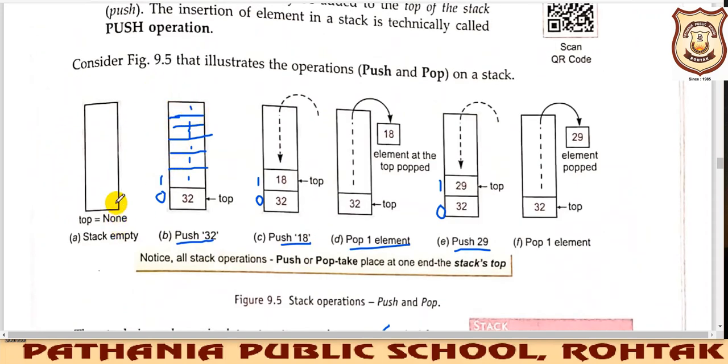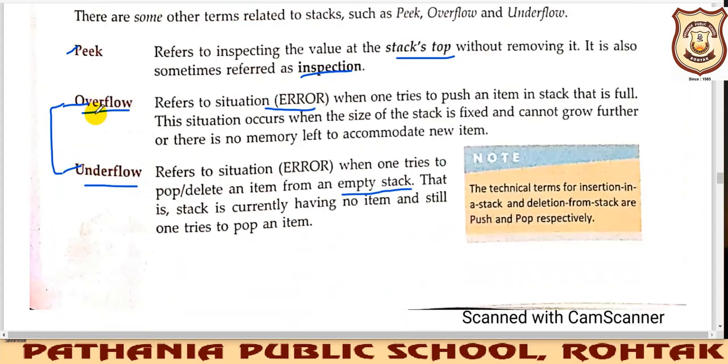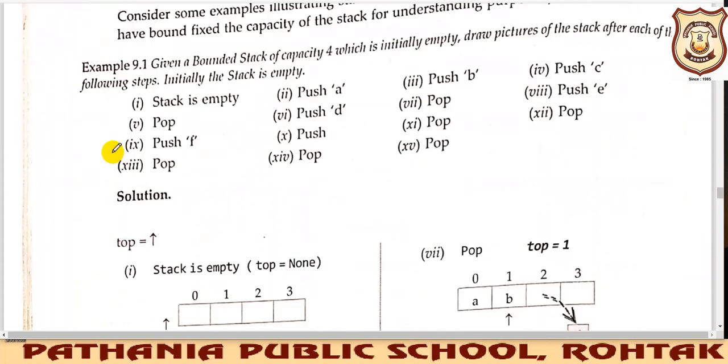And why am I calling underflow a boundary condition? Because we are at the boundary of the stack and we don't have any element to pop out, right? I hope the concept of underflow, overflow and peek is also clear. Fine, now let us take an example.